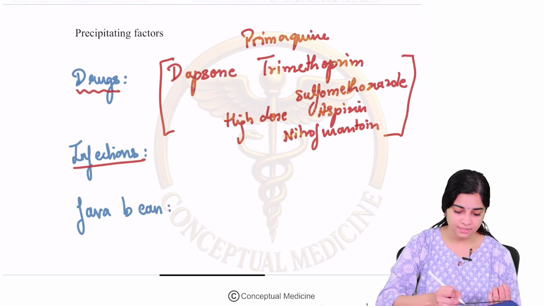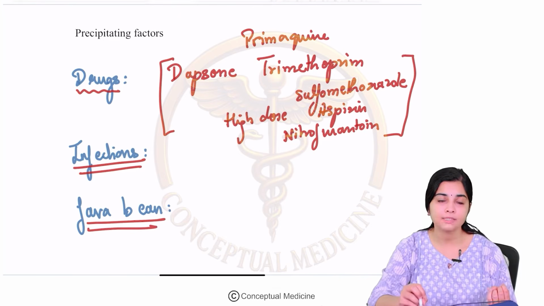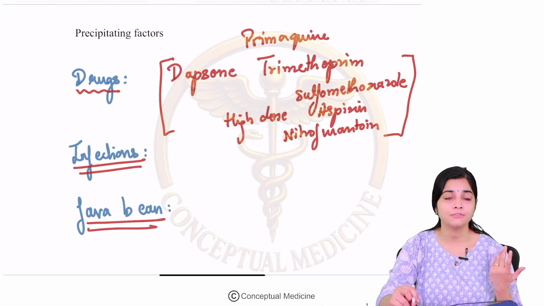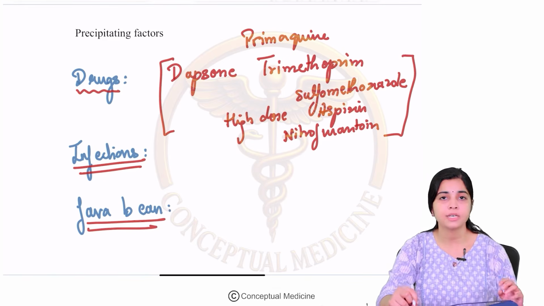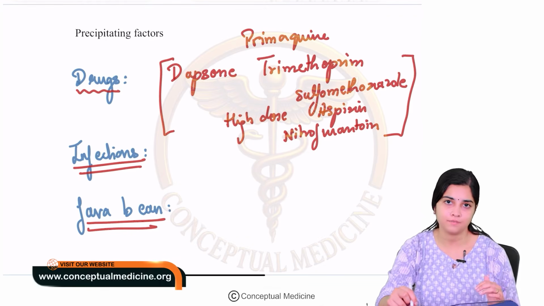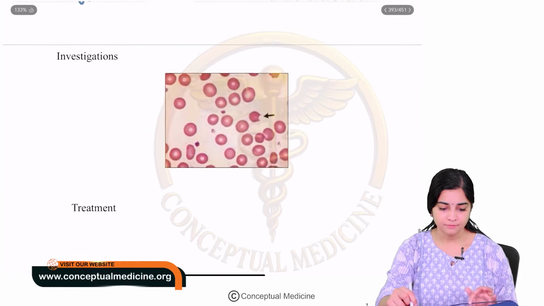Apart from this, G6PD deficiency can be precipitated by infections and fava bean consumption, which is a specific type of bean which is available in the Middle East, and this is in fact epidemiologically relevant because G6PD deficiency is maximally seen in the Middle Eastern countries. Okay, so this is about the various precipitating factors.